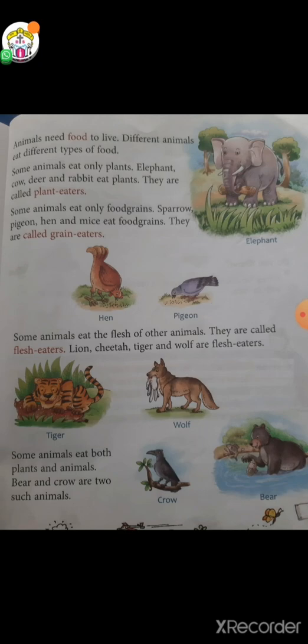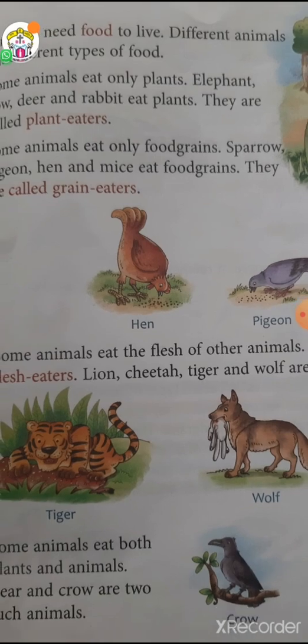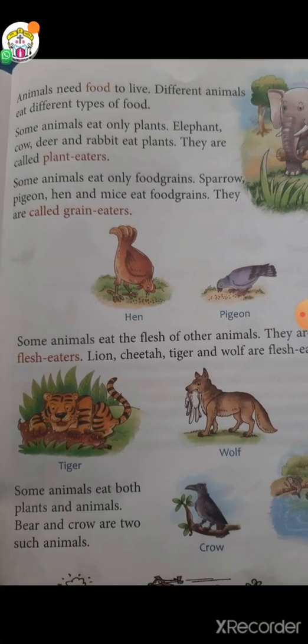So we have learned three things about animals, that animals need food to live. Yes, all the animals, children, they need food to live. None of the animals can survive, just like we human beings are unable to survive without food. So the animals also need food to live and of course to grow also. So different animals have different types of foods. हर animal अपना अपना different foods भी लेते हैं.